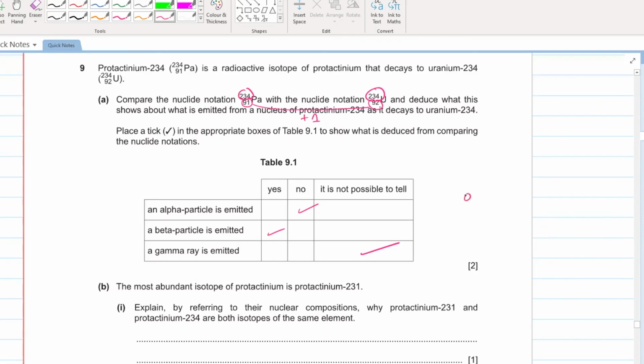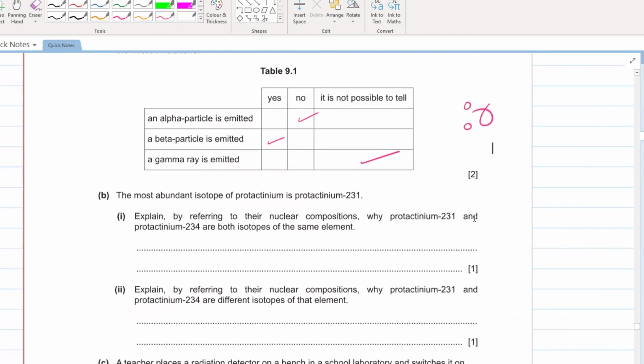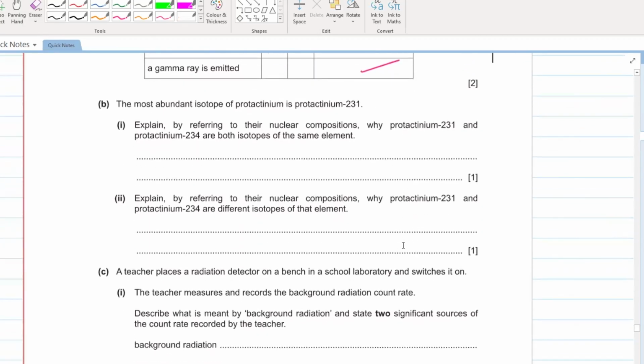Why? Because gamma has a charge of zero and mass of zero. Even if it is emitted, how will we know? Neither the charge changes nor the mass changes. The most abundant isotope of protactinium is protactinium-231. Explain, by referring to their nuclear compositions, why protactinium-231 and protactinium-234 are both isotopes of the same element. Why are they isotopes of the same element? Because they have equal proton numbers.